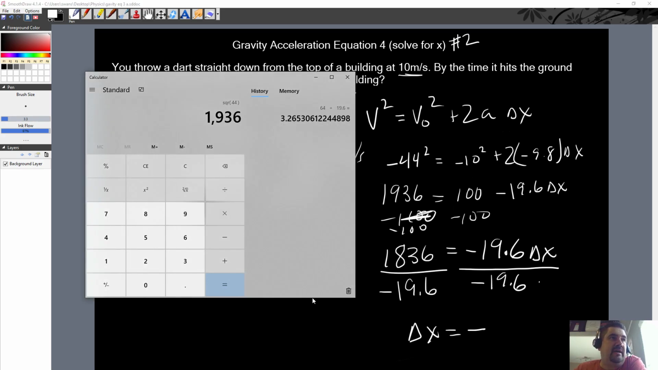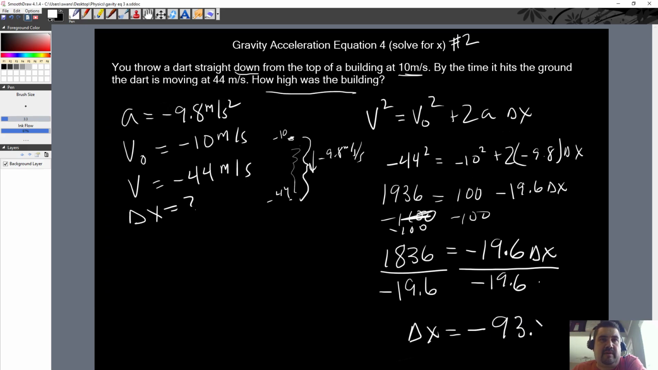1836, because we subtracted that 100. Then we're going to divide by that 19.6. I'm not going to put negative because I already know it's going to be negative, so I wrote it down already. Like I said, I like to keep track of that on the side by myself. And then I get 93.6 meters, or 93.7, I guess, if I round. 93.7 meters. And that's it.